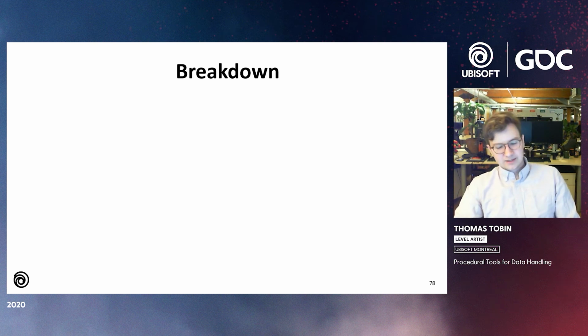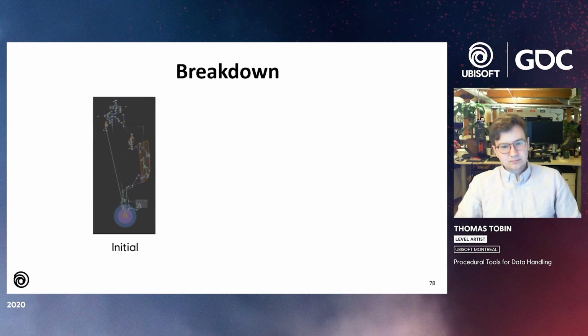So if we look at a breakdown of how I created this tool, the initial state of this tool looked like this. There were nodes all over the place. I was trying to figure out what works, what doesn't work, and try and find out the fundamental of the tool. How can I actually use the polyreduce node in different ways and get a better outcome?